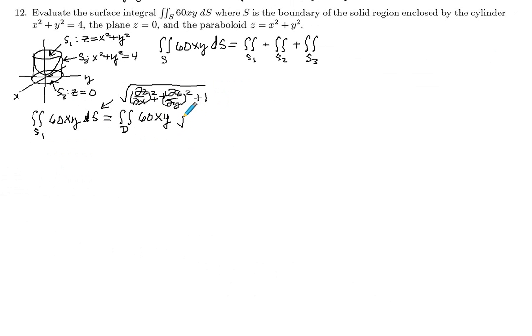So this is going to be times square root. dz dx squared is 2x, quantity squared. And then dz dy, the y derivative here is 2y, y derivative there is 0, so 2y squared. And then plus 1. And then dA.